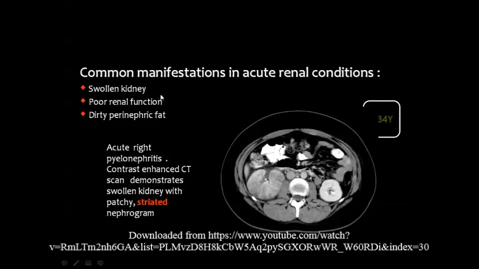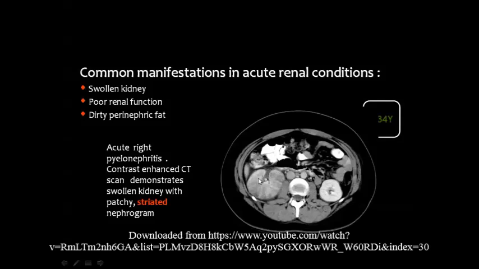And this triad is in the form of the infected or inflamed kidney that is swollen, and the renal function is relatively poor compared to the opposite kidney, with dirty appearance of the perinephric fat due to congestion and inflammation. Then in a case of acute pyelonephritis of the right kidney, you can see these facts.